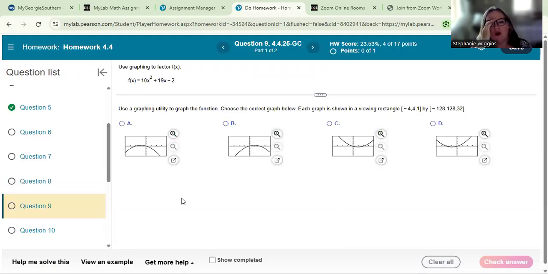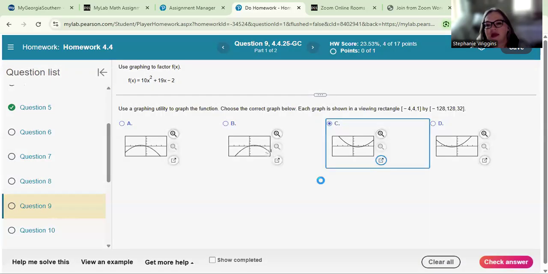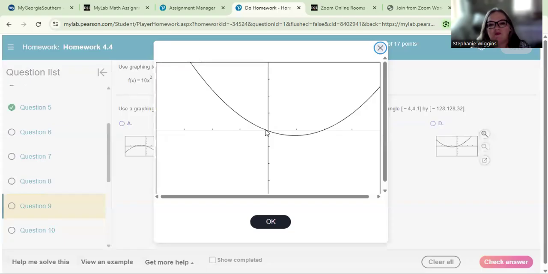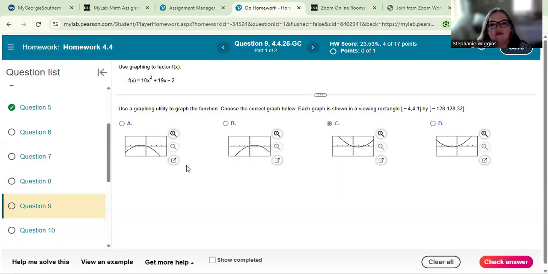Here we want to factor this, and it says use graphing. So you're supposed to select the correct graph, and notice that this is a parabola, and it opens up because our leading coefficient is positive. So we can eliminate A and B, and we've narrowed it down to C and D. And it looks like here, if we expand this, one of the intercepts is just a little bit past 0 on the negative side, and this one looks like the intercept is 2.